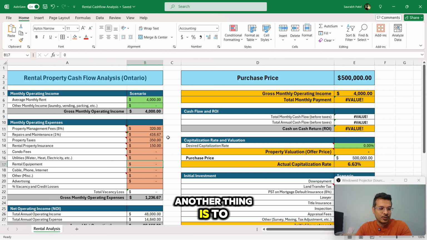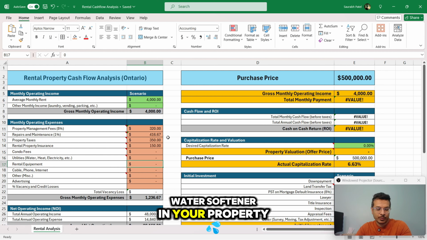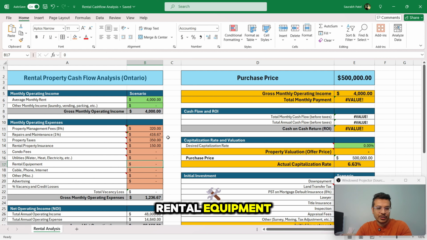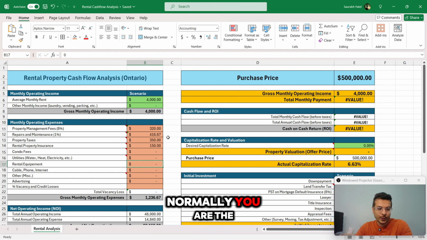Another thing to consider is the rental equipment. Most of the time, the water heater or the furnace are going to be rentals, and sometimes you have a water softener in your property. So all of those rental equipment, normally you are the one who is going to pay for that. So I'll just include $100 for that.